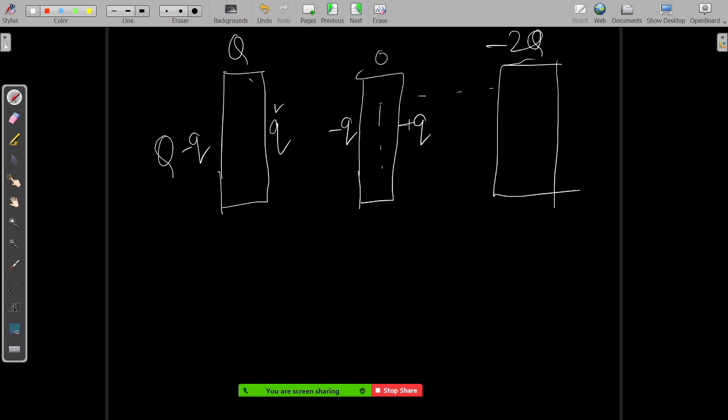Again the same Gaussian surface: if you draw it, you will get the same results. So this has to be minus q, and since it is minus q, you can see that this has to be minus 2q plus q, because the total charge has to be minus 2q here, as it has been externally given. All right?